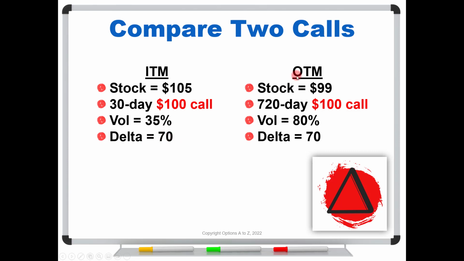We're going to compare that to an out-of-the-money call. We're going to put the stock at 99. We're still going to use a 100 strike, but we're going to make this 2 years out. 720 days until expiration. We're going to pump up the volatility to 80%, and look what the model tells us. This also has a delta of 70. So we've made a lot of changes. The only thing we've kept constant is the 100 strike right there in red. But notice that I can still get both options to have the same deltas, even though one is in the money and one is out of the money.